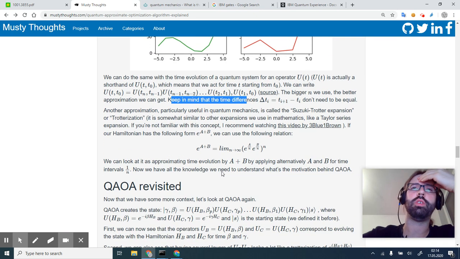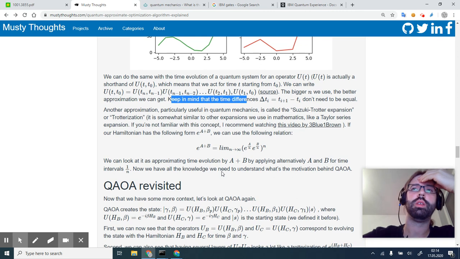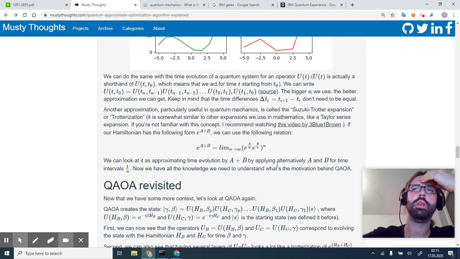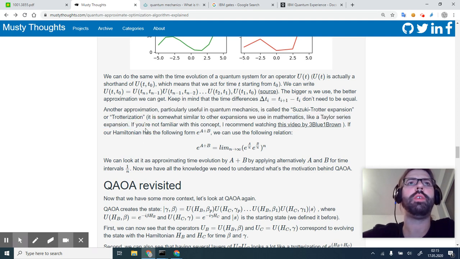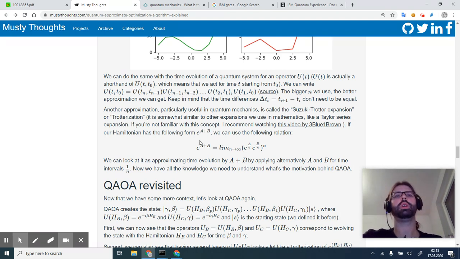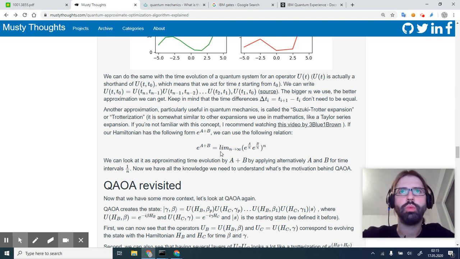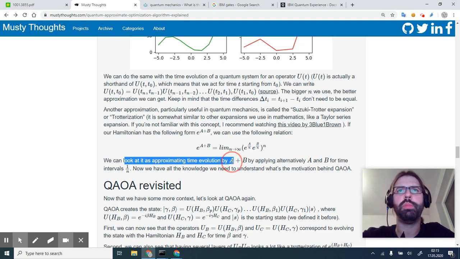Okay, so I think what this whole thing is saying, really, is that we are applying alternatively A and B for time intervals. Say it again. If we're not familiar with this, the Suzuki-Trotter expansion, or trotterization, is an expansion using mathematics like Taylor series expansion. If our Hamiltonian has the following form, e to the A plus B, we can use the following relation. We can look at this as approximating time evolution by A plus B by applying alternatively A and B for time intervals of 1 divided by n.